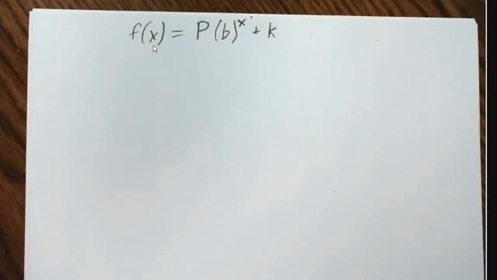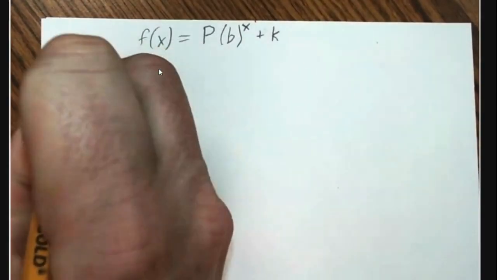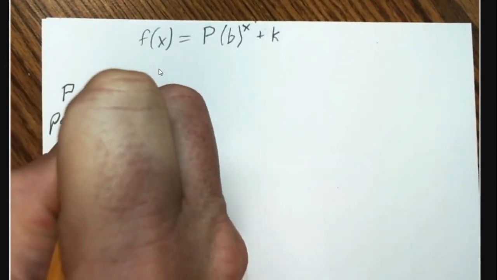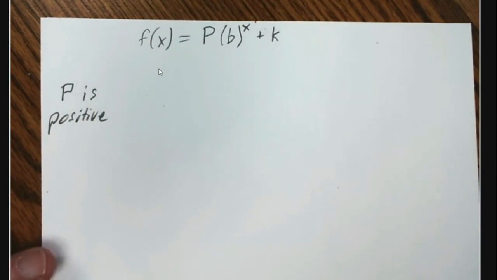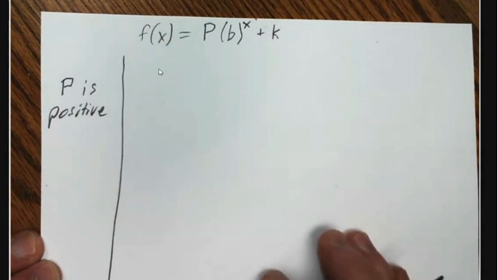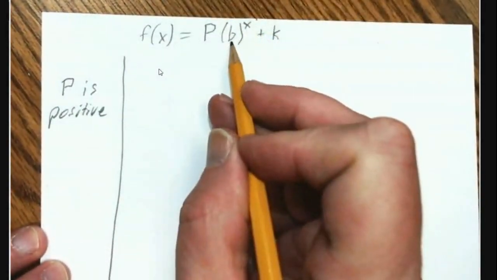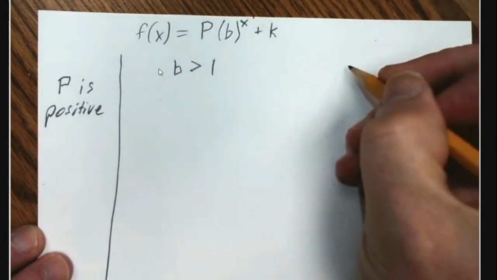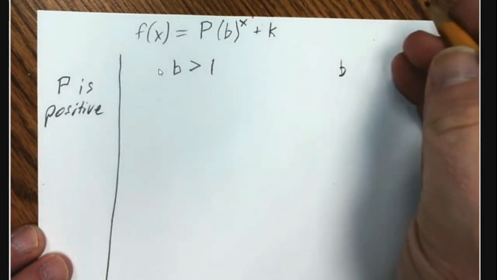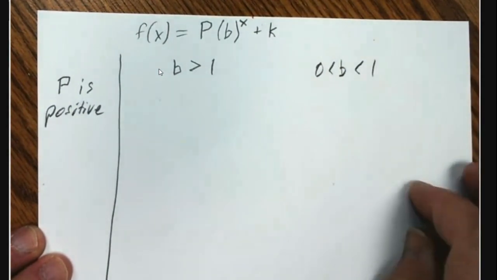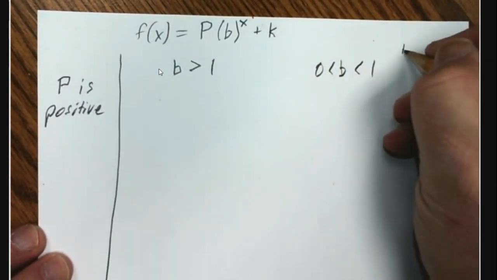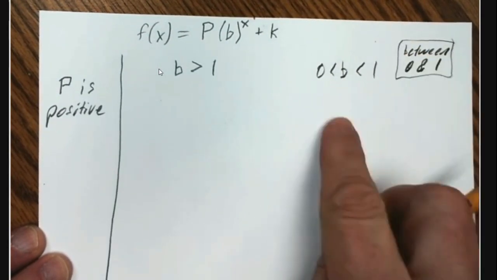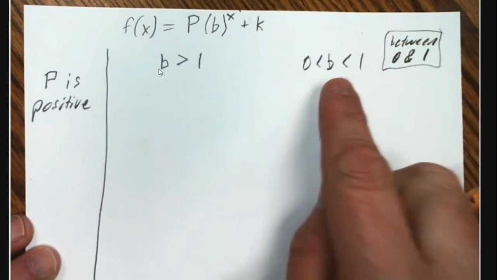So let's look at our notes for this thing. So let's talk about when P up here is positive, because we saw it do something different on that graph when we had a negative number for P. So when P is positive, there are two situations. When the base is greater than 1, and when the base is between 0 and 1. So when the base is greater than 1, or when it's a fraction, it's between 0 and 1. That's the two different cases we have here.